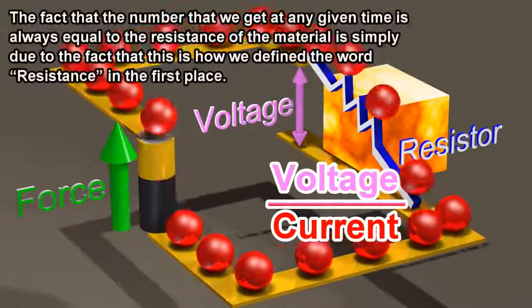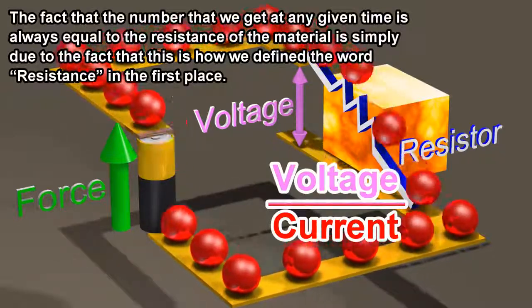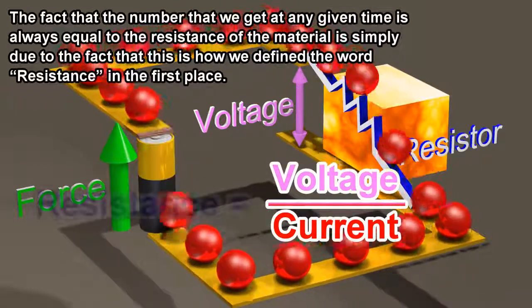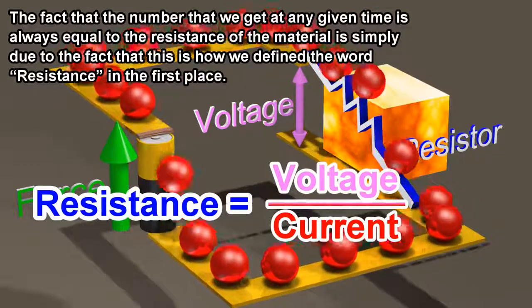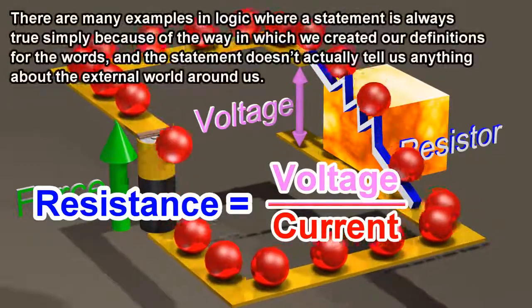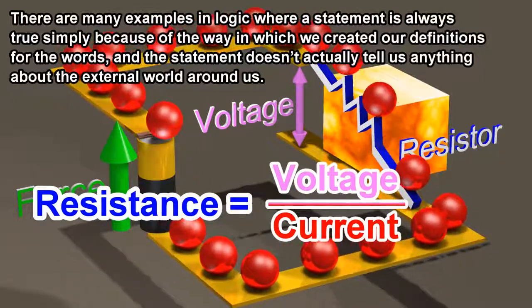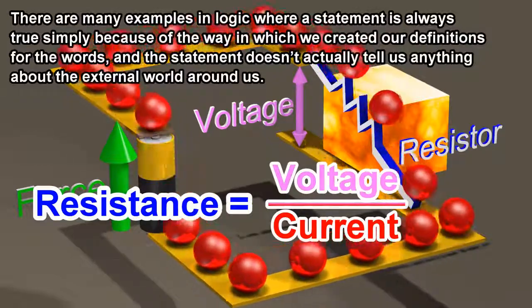The fact that the number that we get at any given time is always equal to the resistance of the material is simply due to the fact that this is how we defined the word resistance in the first place. There are many examples in logic where a statement is always true simply because of the way in which we created our definitions for the words.